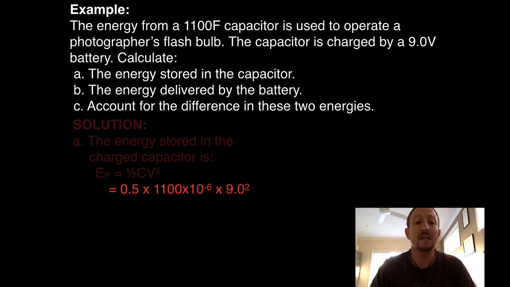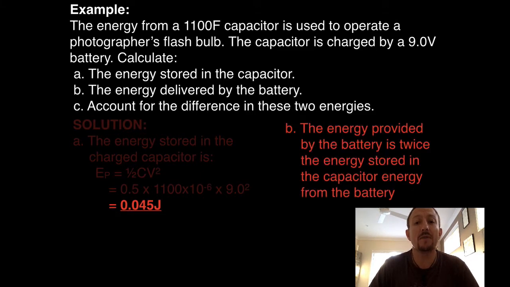Well, I know what C is, I know what V is, I'm going to multiply it out, making sure, there's a slight slip in there, it should have been microfarads, so apologies for that. It should have been microfarads instead of just farads. It's pretty big actually, 1100 farads. But the result of that will give us 0.045 joules.